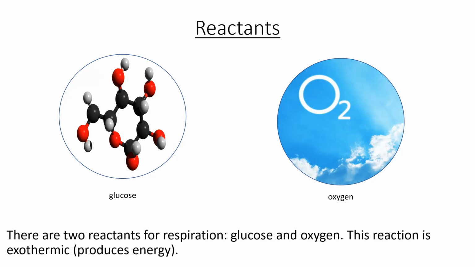These two reactants, glucose and oxygen, help respiration to occur. Without them, it couldn't occur. And the important thing to note is that this reaction is exothermic. It produces energy. So that is the main reason that we are actually respirating. It's to get this energy we need to survive in our everyday life.